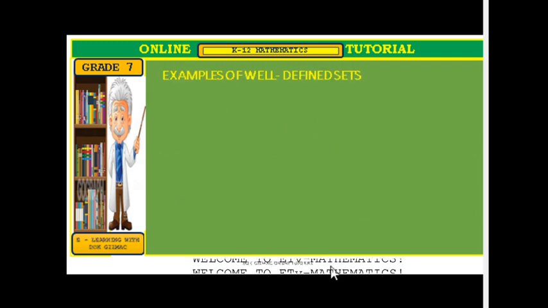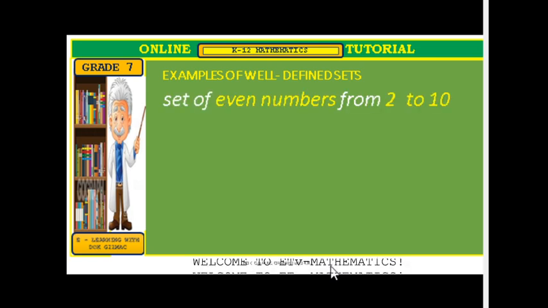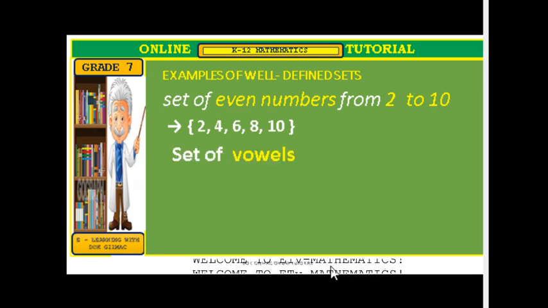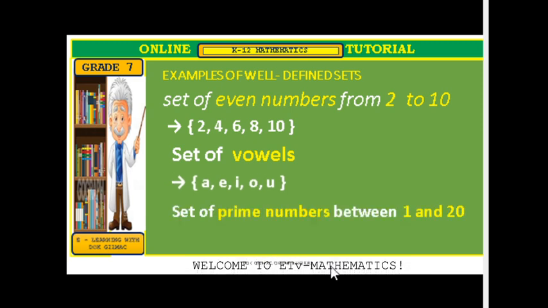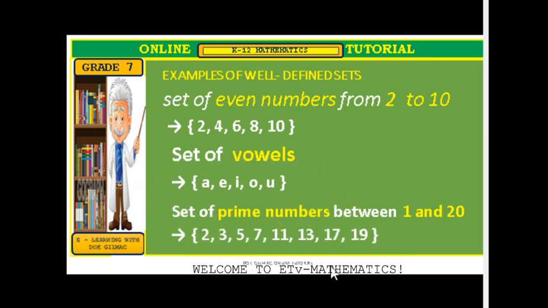Examples of well-defined sets. We have the set of even numbers from 2 to 10. So we have 2, 4, 6, 8, and 10. Set of vowels. We have A, E, I, O, U. Set of prime numbers between 1 and 20. Prime numbers are numbers having a factor of 1 and itself. So we have 2, 3, 5, 7, 11, 13, 17, and 19.